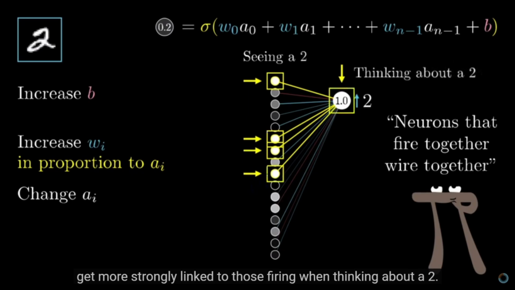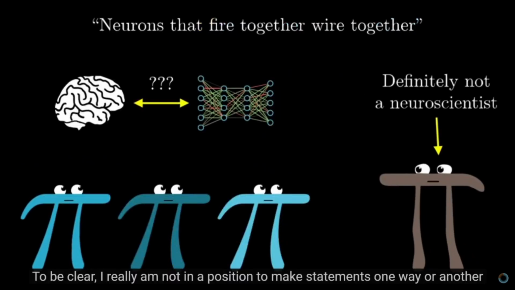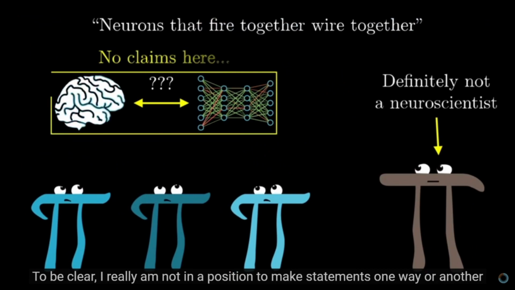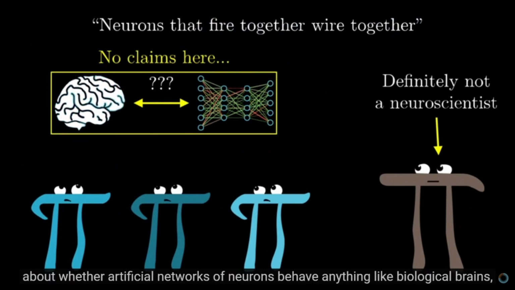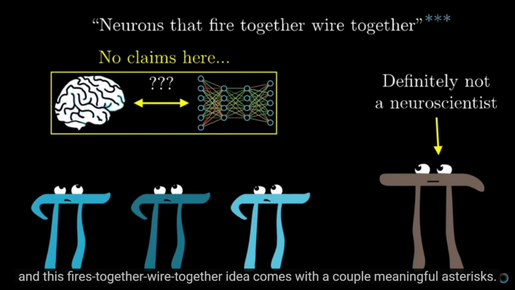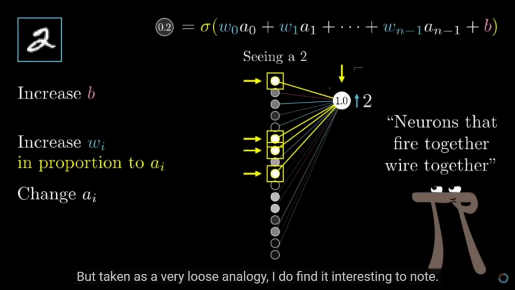thinking about a 2. To be clear, I really am not in a position to make statements one way or another about whether artificial networks of neurons behave anything like biological brains, and this fires together, wire together idea comes with a couple meaningful asterisks. But, taken as a very loose analogy, I do find it interesting to note.